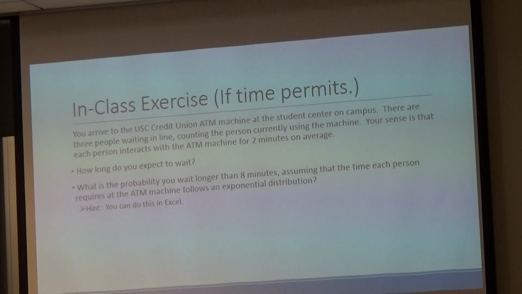Okay. So the first person is on average going to be 2 minutes with it, the second person is on average going to be 2 minutes with it, the third person is going to be on average 2 minutes with it. So you've got 3 people ahead of you, they're each taking 2 minutes on average. And more or less, the full distribution is exponential.